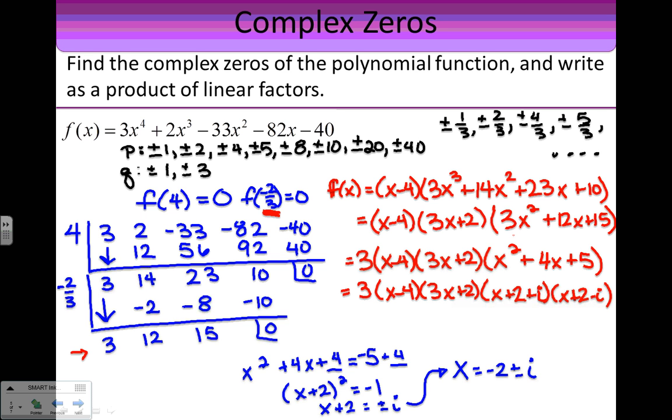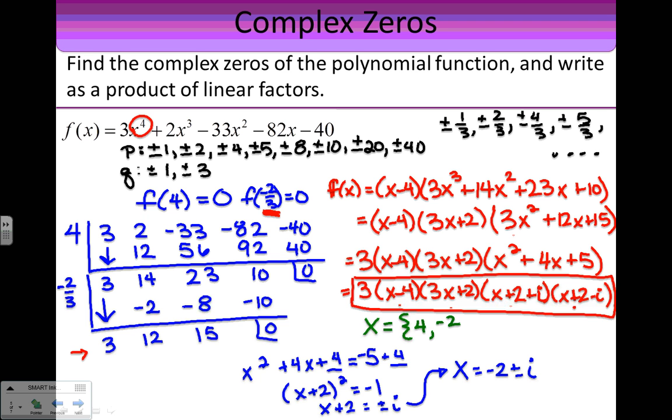So can I go any farther with that? I have 1, 2, 3, 4 linear factors, and my polynomial was a 4th degree polynomial, so that means I'm done. I have as many linear factors as the degree of the polynomial. And our zeros are 4, negative 2/3, and negative 2 plus or minus i. 4 zeros, 4 linear factors for a 4th degree polynomial.